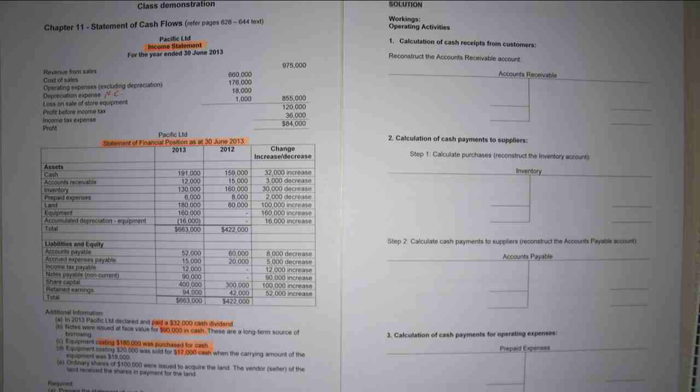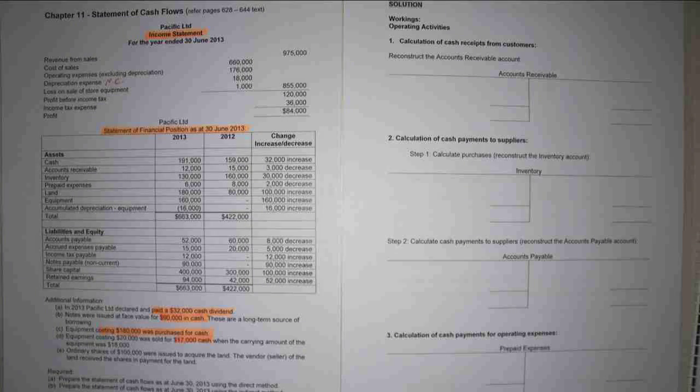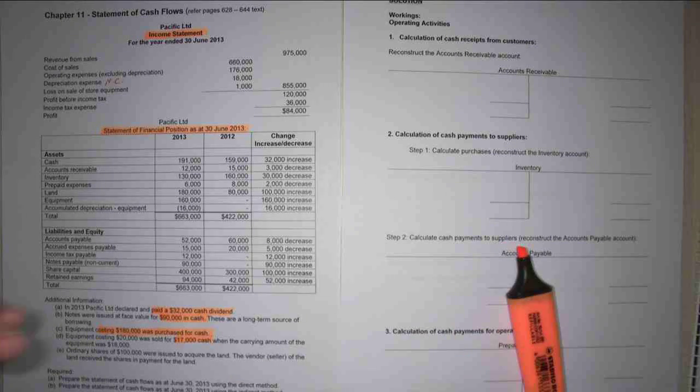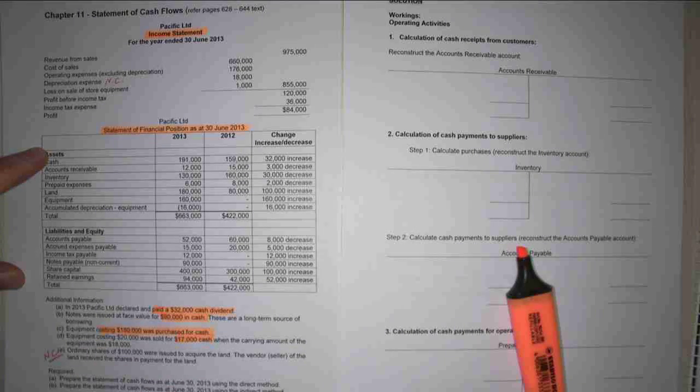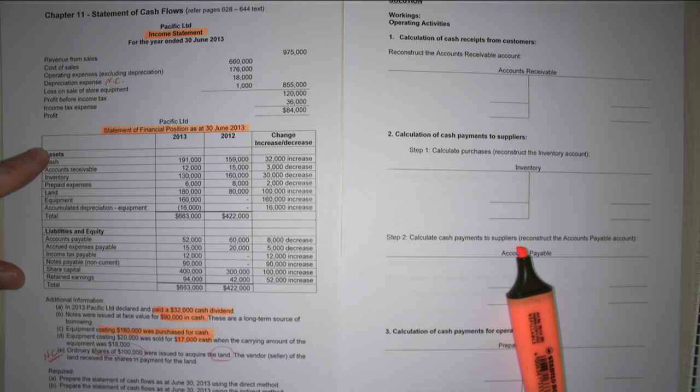So is this a cash transaction? No, it's not. So this item here is a non-cash transaction. I'll just put a little NC next to that to tell me it's non-cash. What we've done is we've swapped shares for land. So there's no cash involvement. There is a transaction, but it's not a cash transaction.